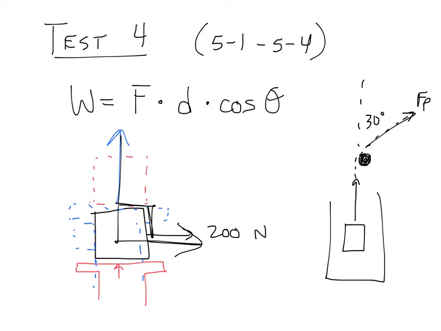Okay? So again, you have to actually cause the object to move in the direction that you're pushing, not perpendicular. Sorry, I didn't hear you. It was cosine 0 is 1, and what is cosine 180? Negative 1.